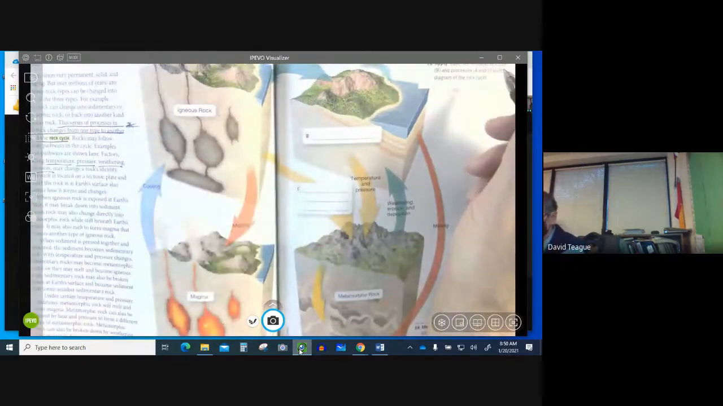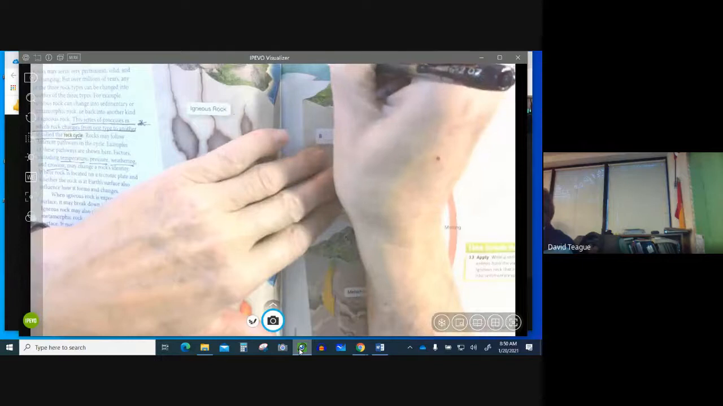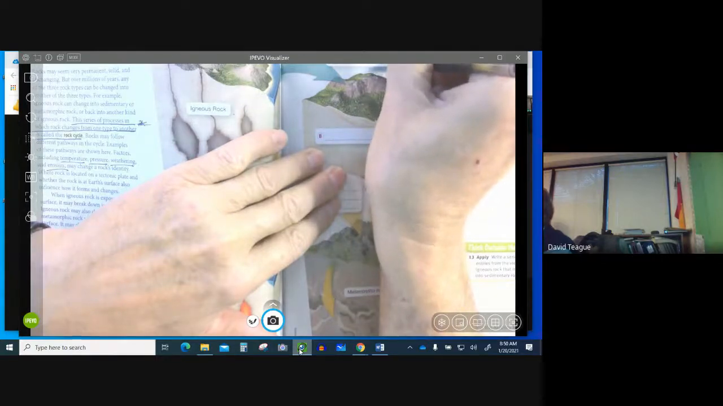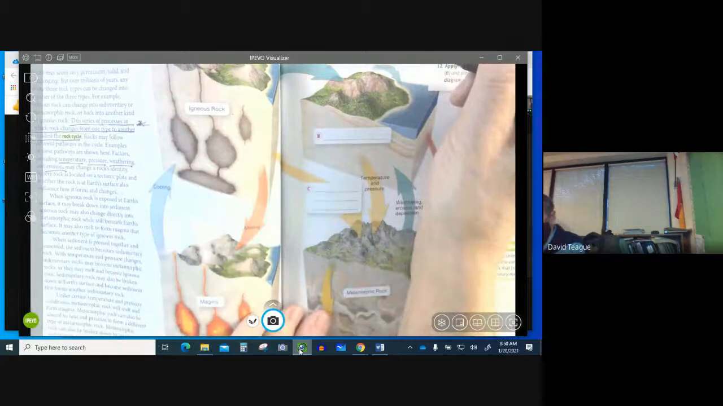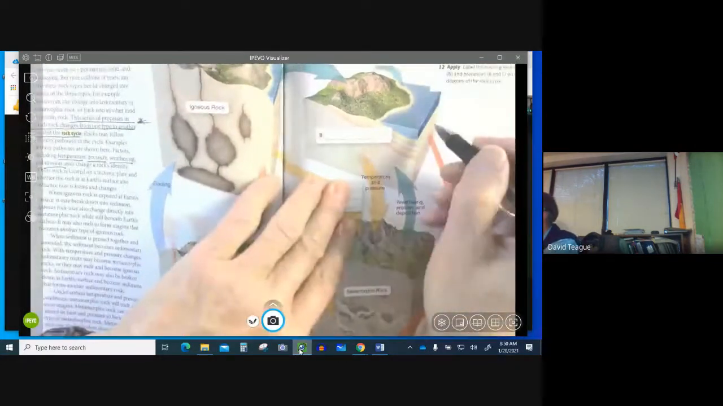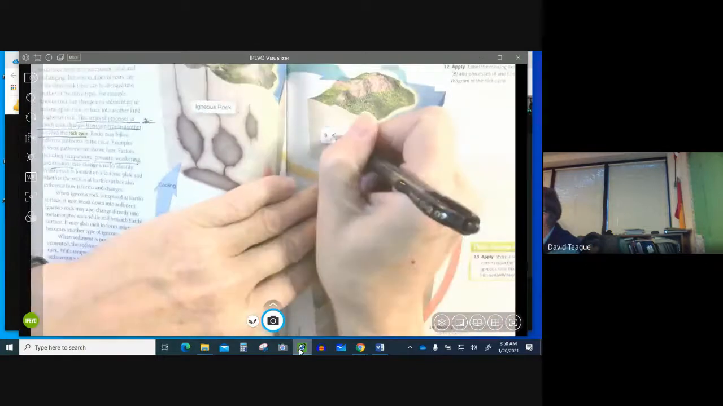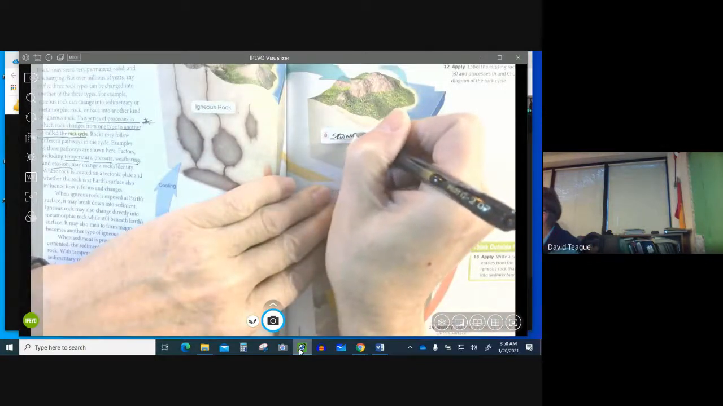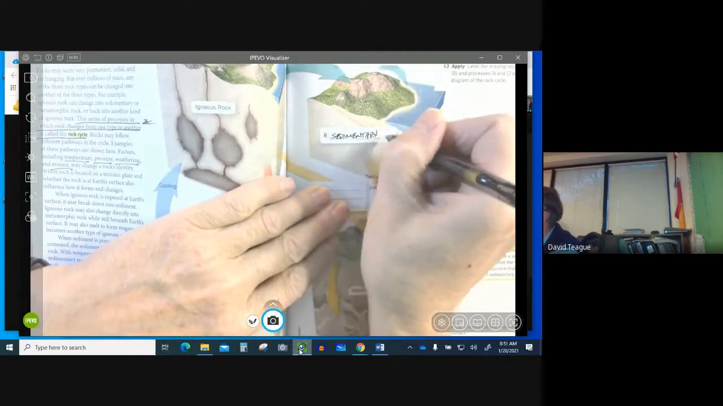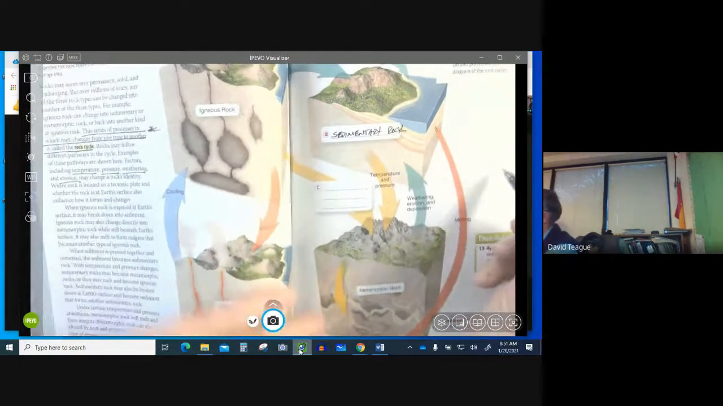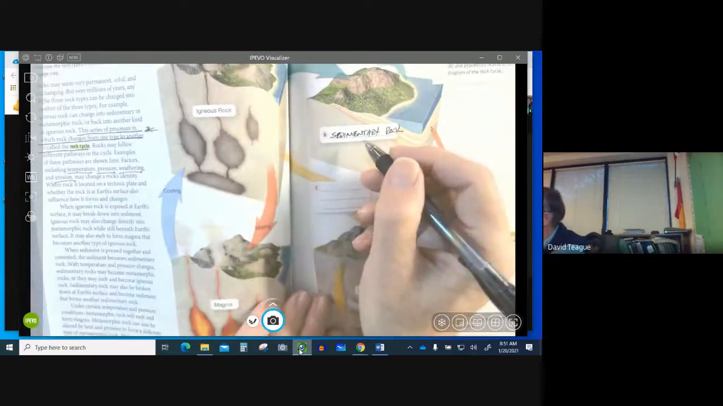Okay. And then B: weathering, erosion, deposition. B, which is this layer right here, is sedimentary rock. Okay. C is temperature and pressure.